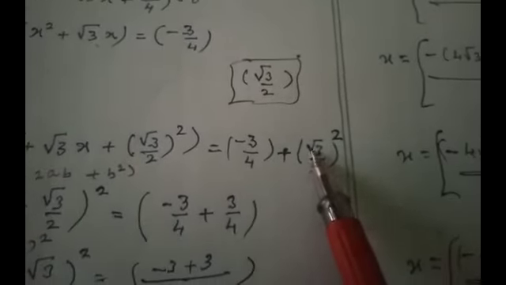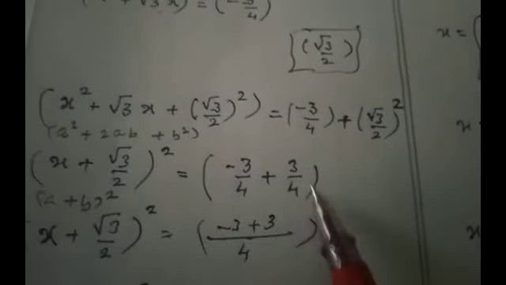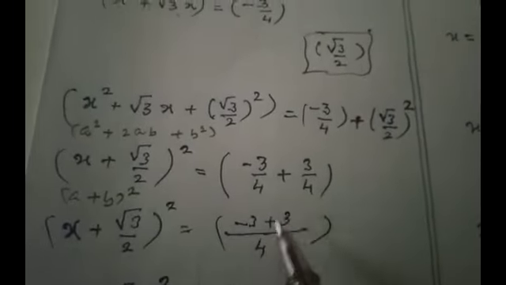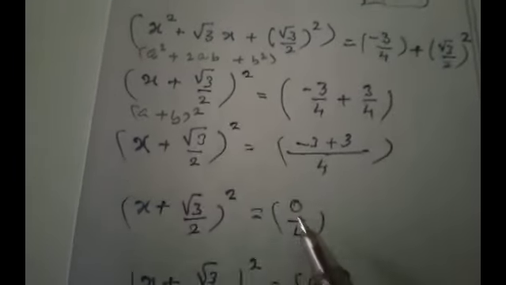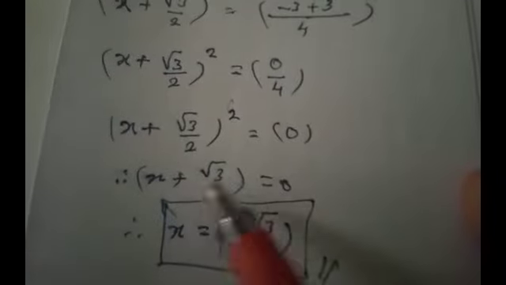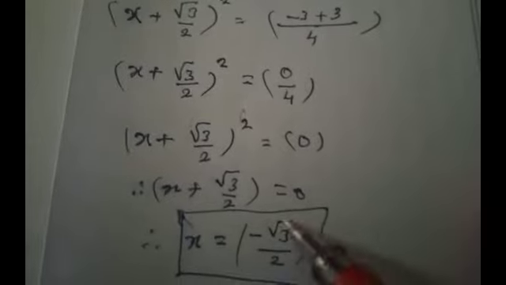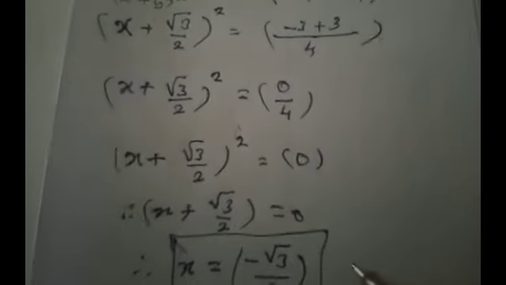Now we have to square. Square root of 3 squared becomes 3, 2 square means 4. By taking LCM, minus 3 plus 3 by 4 becomes 0. 0 by any number is always 0. So x plus square root of 3 by 2 the whole square is equal to 0. On taking square root, this square can be cancelled, so x plus square root of 3 by 2 is equal to 0. Therefore x is equal to minus square root of 3 by 2. So this is the completing the square method.